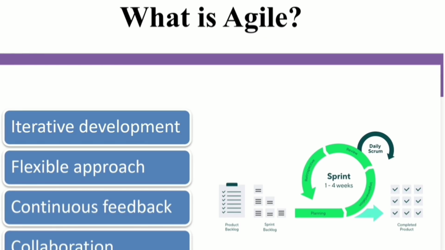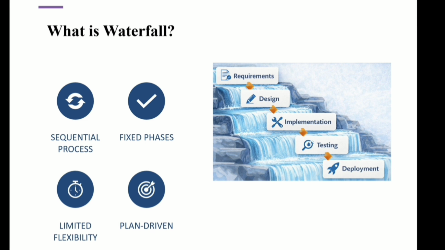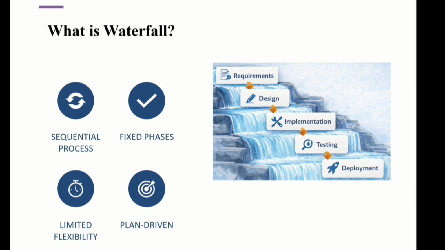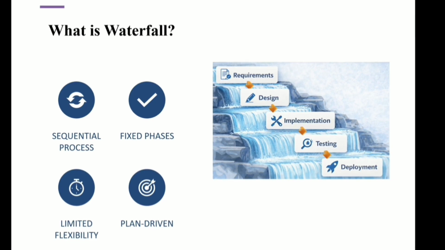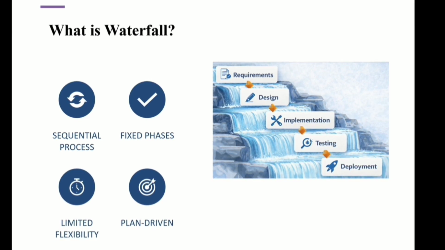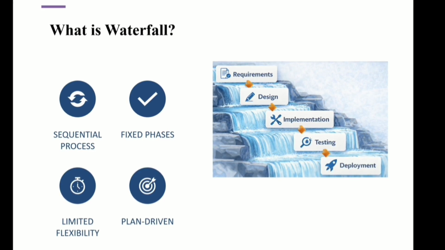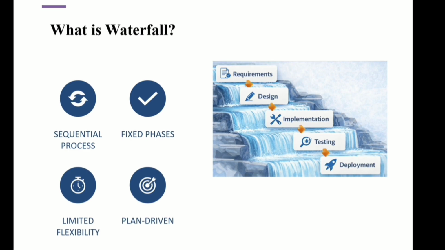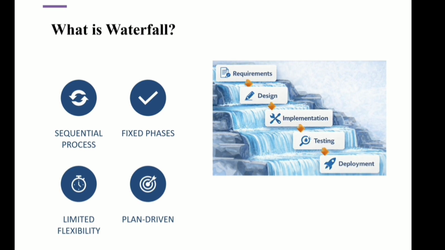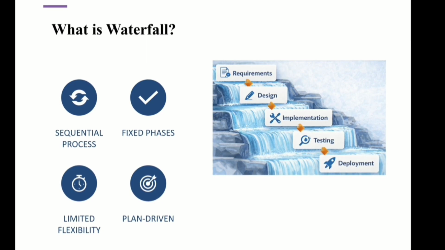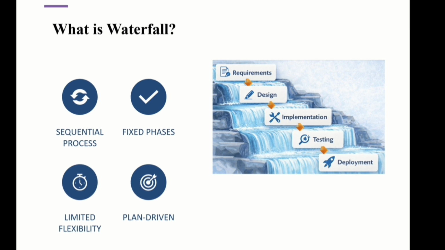To better understand Agile, let us now compare it with a traditional approach called Waterfall. What is Waterfall? Waterfall is a traditional software development approach where work is completed in a sequential process, meaning each phase must be finished before the next one begins. As shown in the diagram on the right, the process flows step by step like a waterfall, starting from requirements, then moving to design, followed by implementation, testing, and finally deployment. This structure represents fixed phases, where each stage has a specific purpose and does not overlap with others.